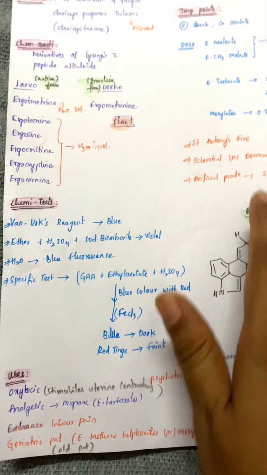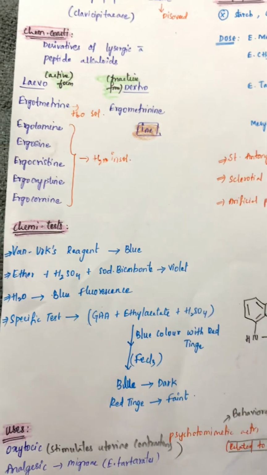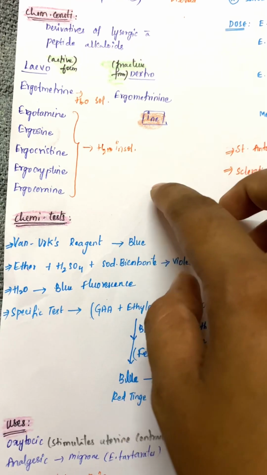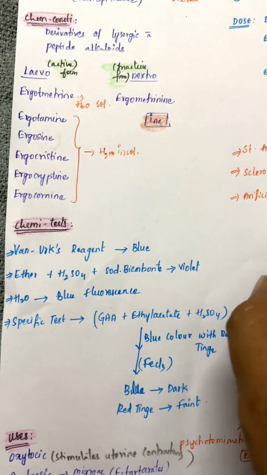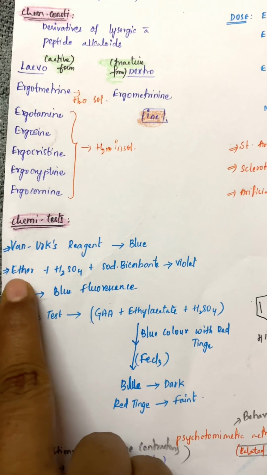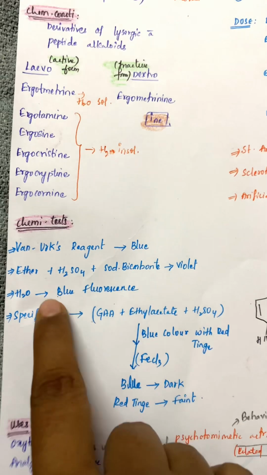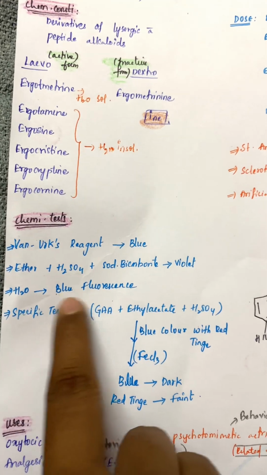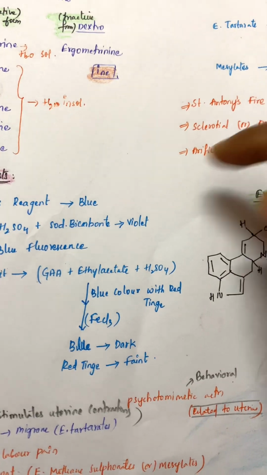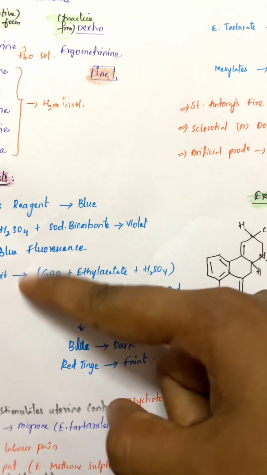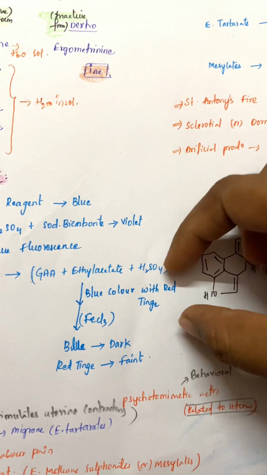Now when a plant is there, we need to identify whether it is actual ergot or not, right? So the chemical tests are that when it is reacted with Van Urk's reagent, it gives blue color. Now ergot when combined with ether, H2SO4 and sodium bicarbonate, it gives violet color. Ergot in the presence of water gives blue fluorescence. Now there is a specific test where ergot is reacted with glacial acetic acid, that is glacial acetic acid plus ethyl acetate plus H2SO4. It gives blue color with red tinge.